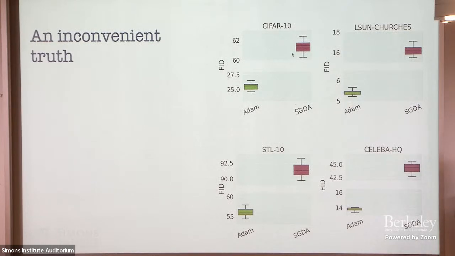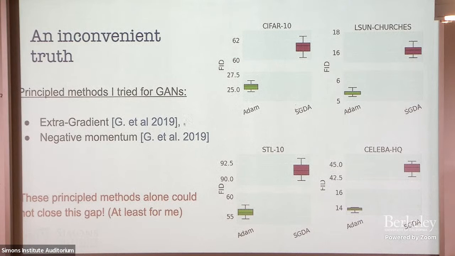And that's a problem because when I then tried to use the principled methods that I proposed in the past, for instance stochastic extra gradient, when I tried to apply stochastic extra gradient to GAN training, what really happened is that I could improve SGDA, but I couldn't close the gap between the performance of SGDA and the performance of Adam in this context of image datasets.